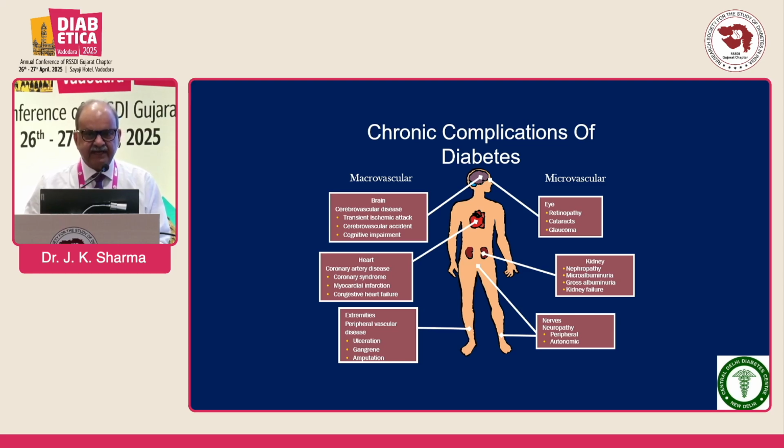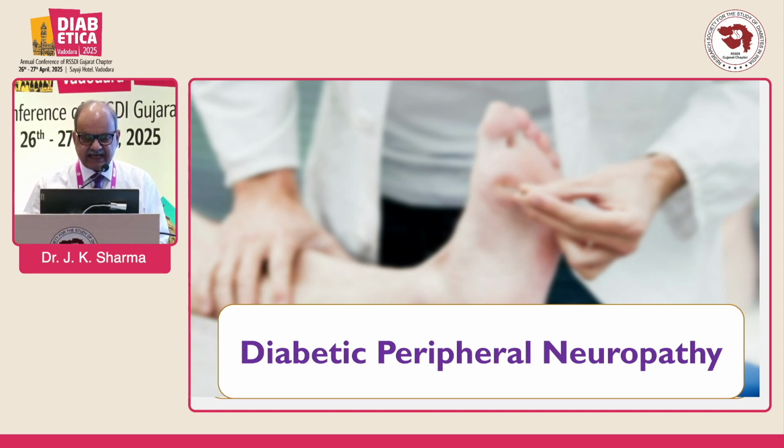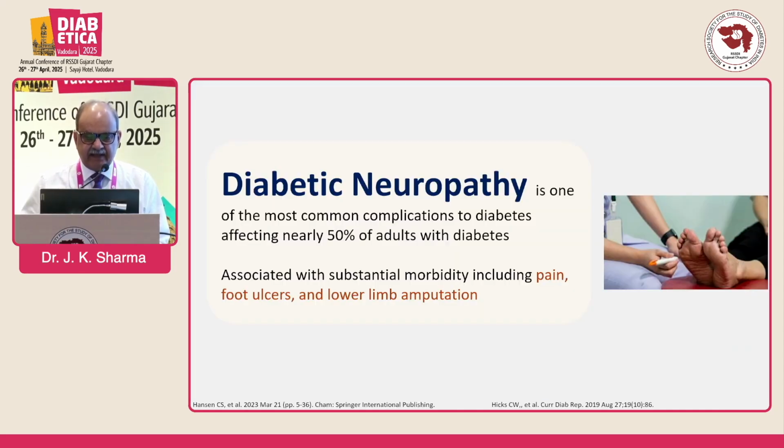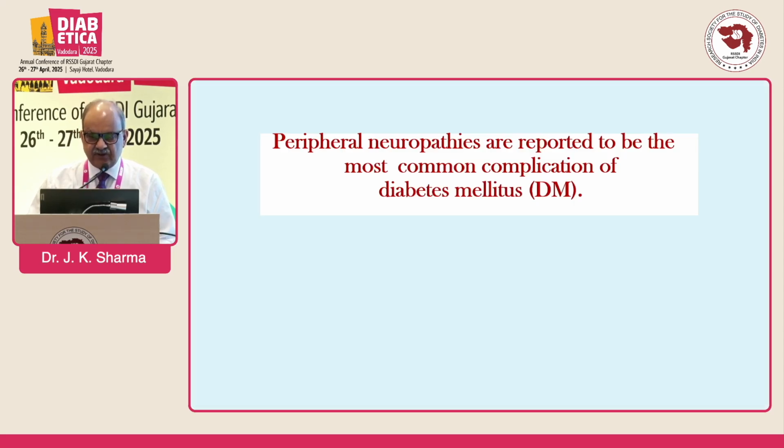But today, I will touch upon only the peripheral neuropathies, diabetic peripheral neuropathy, which is one of the most common complications affecting nearly 50% of the adults with diabetes. And it is associated with substantial morbidity, including pain, foot ulcers, and lower limb amputations. Certain patients present to us only at a stage of limb amputations. So, they are reported to be the most common, as I told you.